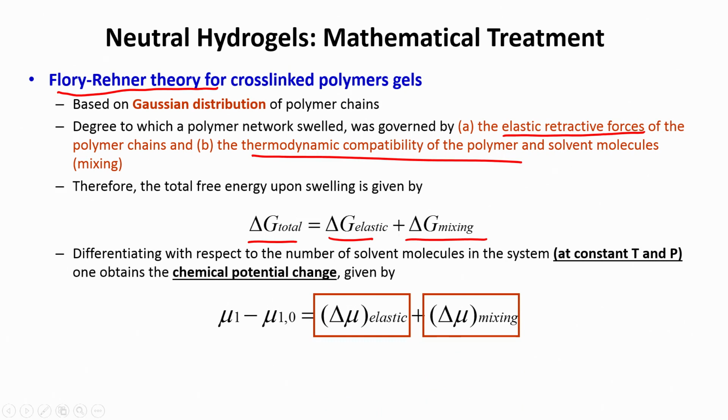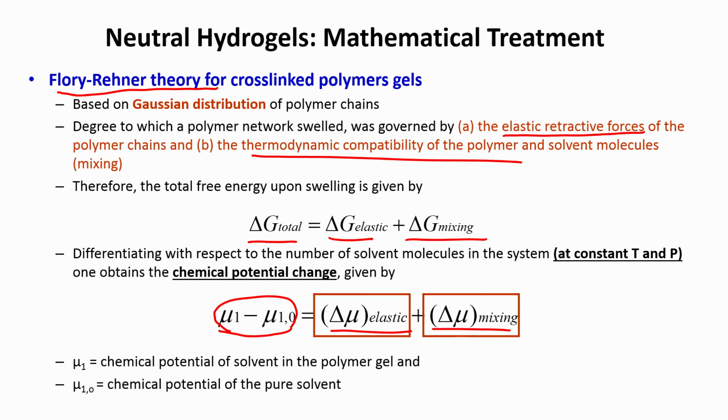So, we can then essentially convert this delta G to delta mu, which is the chemical potential change, and we can basically say that whatever change we are seeing in the chemical potential will essentially be equal to the change in potential due to elastic as well as the change in potential due to mixing, and the mixing is of course the thermodynamic mixing of the water with the polymer chains.